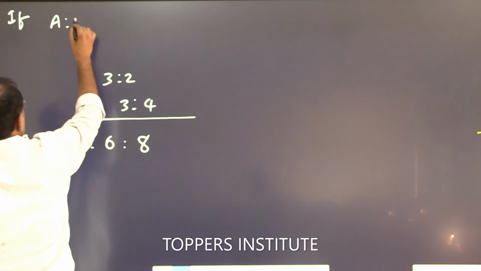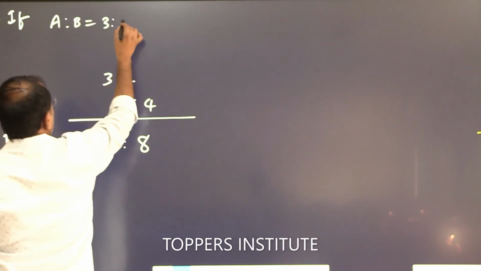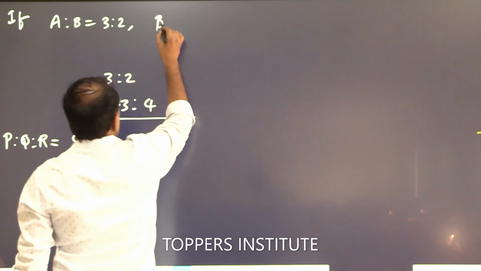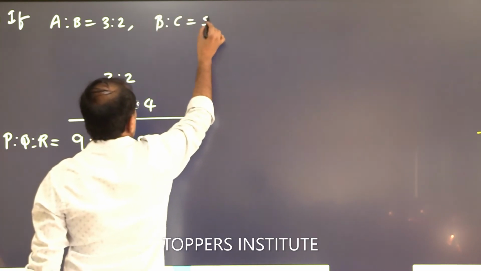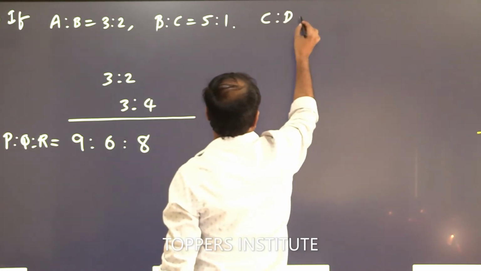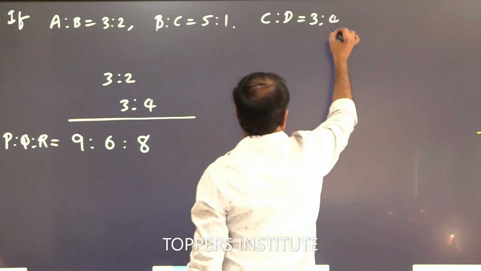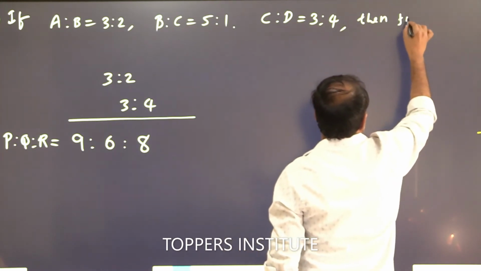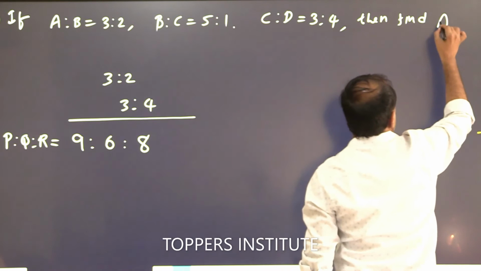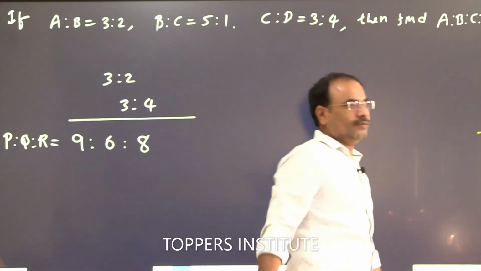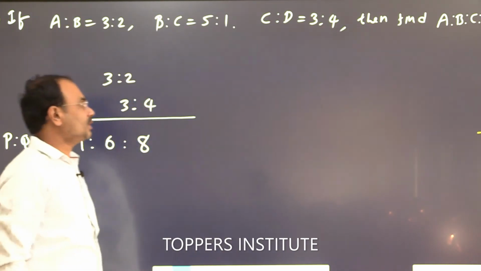If A is to B is equal to 3 is to 2, B is to C is equal to 5 is to 1, C is to D is equal to 3 is to 4, then find A is to B is to C is to D.